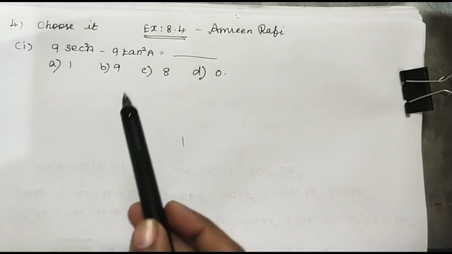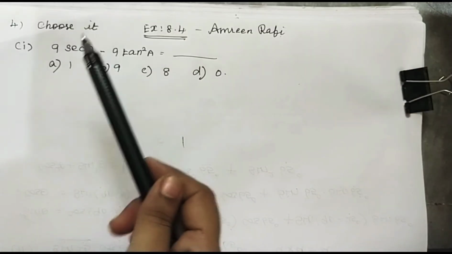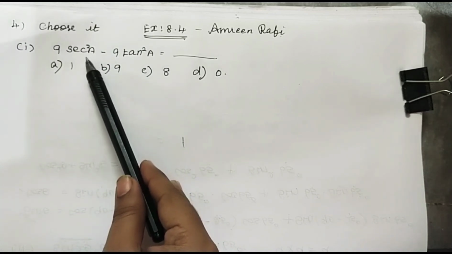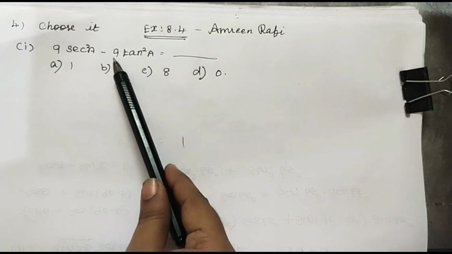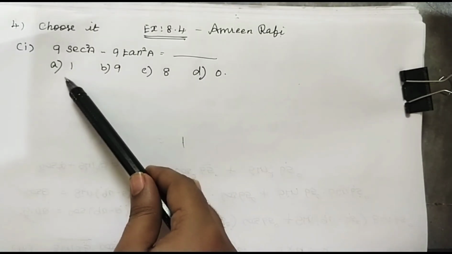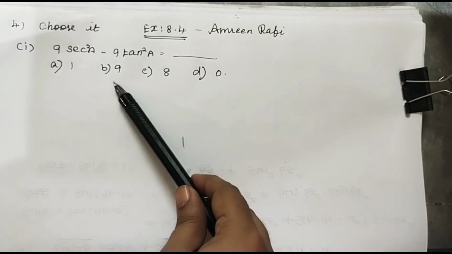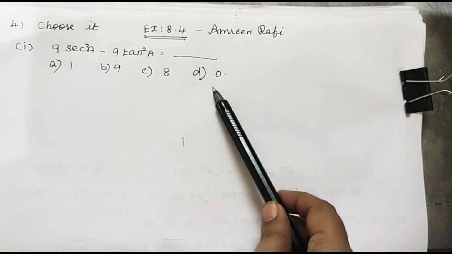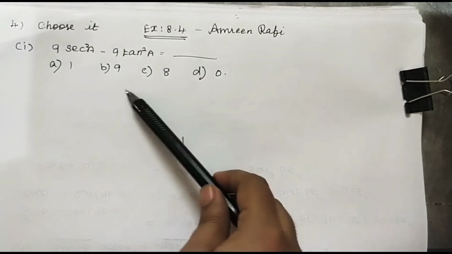Exercise 8.4. Choose it. We can learn today. The first one: 9 secant squared A minus 9 tan squared A equal to dash. Option A, 1. Option B, 9. Option C, 8. Option D, 0. So we have to find that.